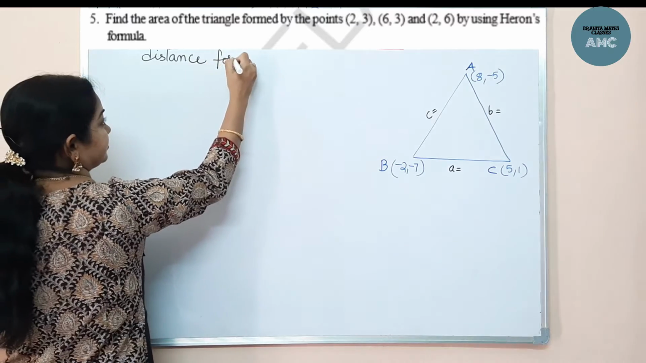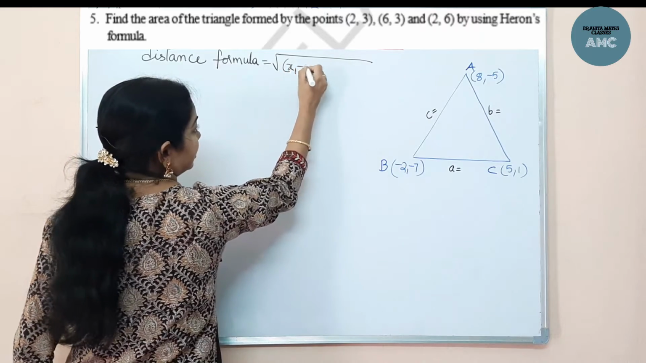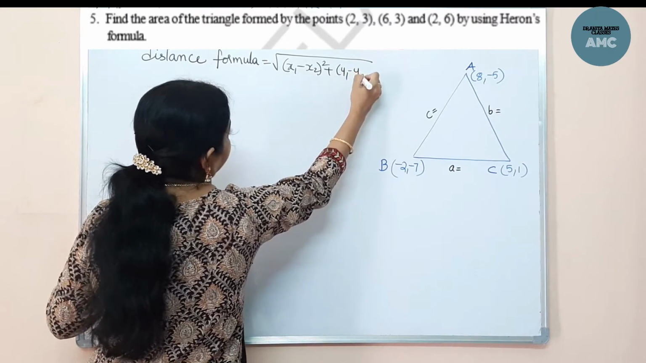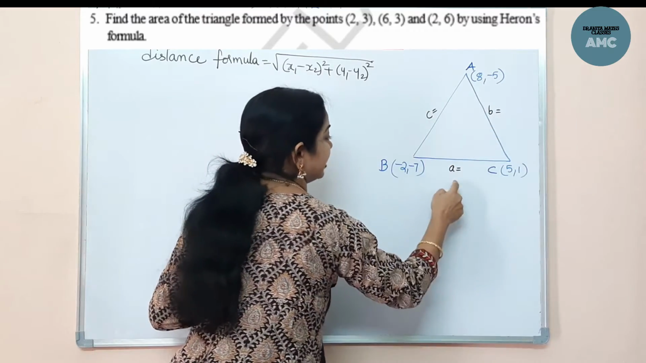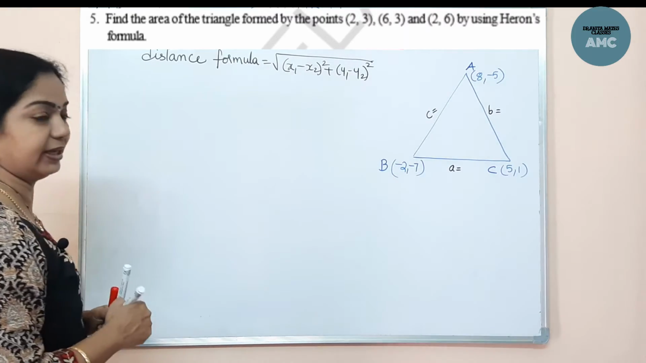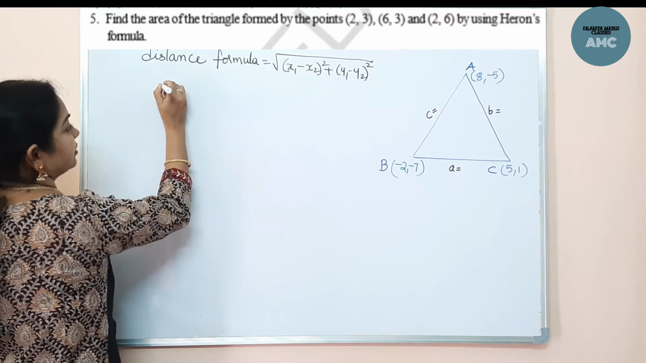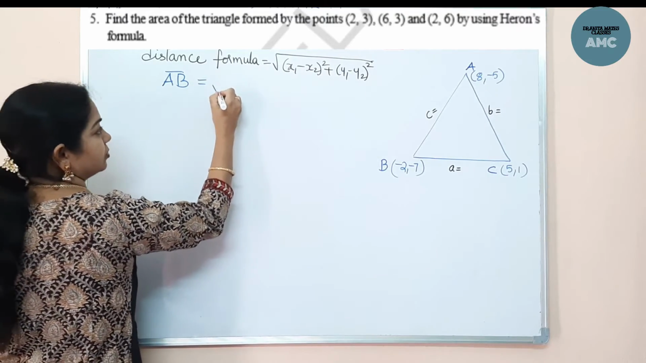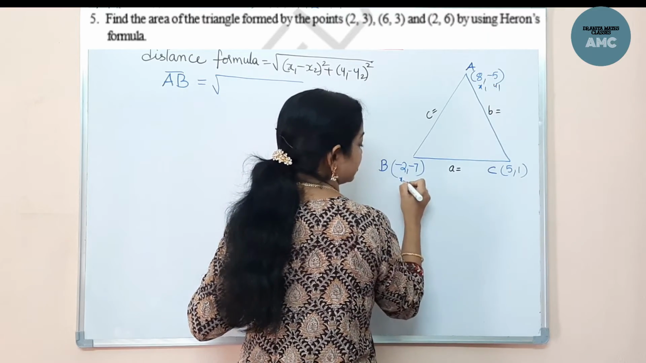Let us start with the distance formula. I'll write it. It is the square root of (x1 minus x2) whole square plus (y1 minus y2) whole square. Now I will find the distances, that are the sides, then we will apply Heron's formula. And whether this triangle area is possible or not, we will see. Now we will find the distance between A and B, side AB. For this, let me suppose them as x1, y1, x2, y2.